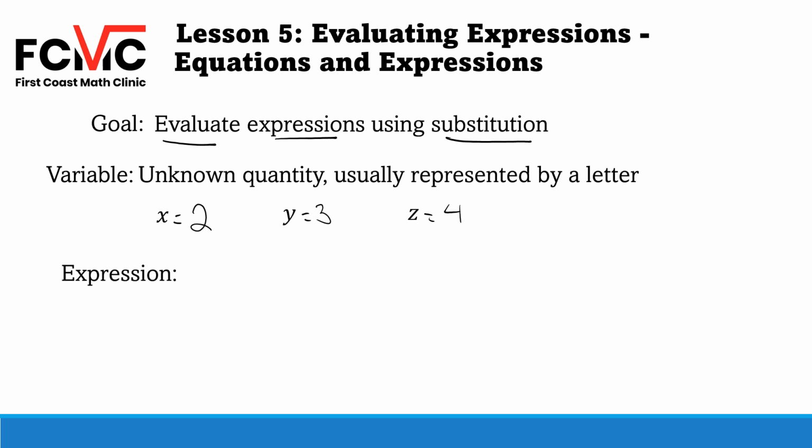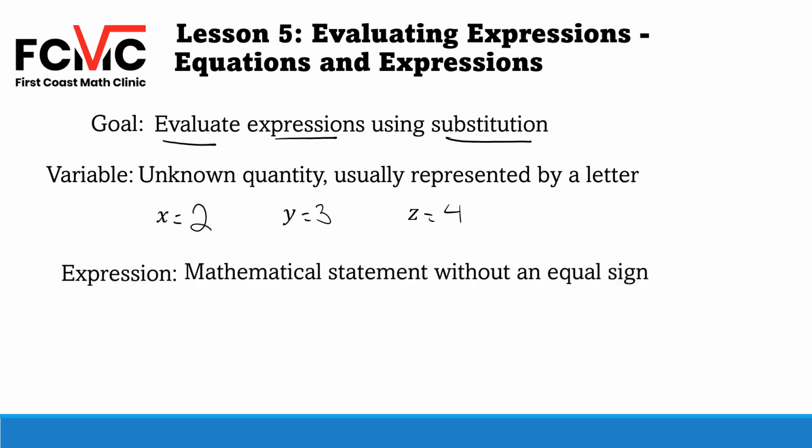Our expressions are mathematical statements without an equal sign. So let's work with the expressions 2x, 5y minus 9, and 7z plus 12. All of these expressions are mathematical statements. They have variables x, y, and z, and they don't have an equal sign. Now we can evaluate these expressions using substitution. We could find the value of these expressions by substituting our value in for the value of the variable.